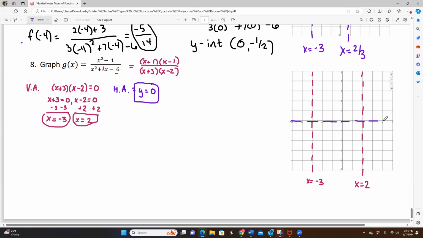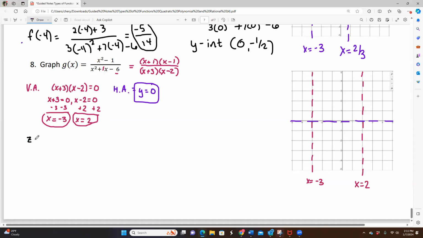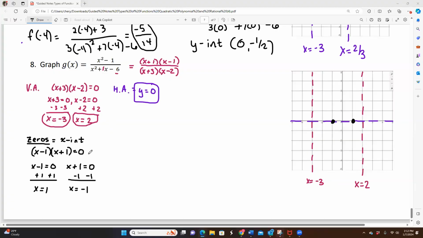The next thing we're going to look at are the x-intercepts, which are also called the zeros of the function. And above, it told us the way we do that is we set the numerator equal to 0. So let's identify those x-axis intercepts. Setting the numerator equal to 0 gives us x minus 1 equals 0 or x plus 1 equals 0. Solving these, we get x equals 1 and x equals negative 1. So those are our x-axis intercepts.